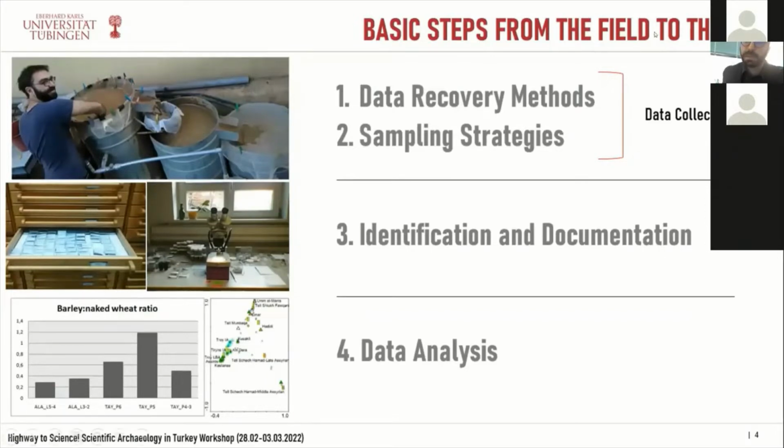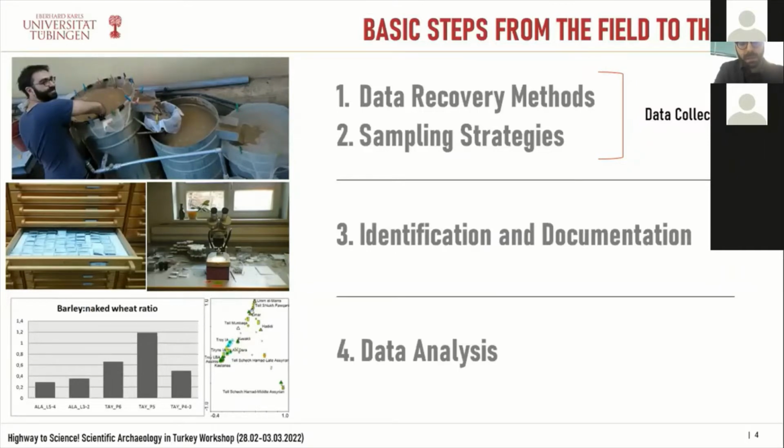There are some basic steps in research methods that we can follow from the field to the lab. The first steps are data recovery methods, then sampling strategies. These can be grouped into data collection, and these are done in the archaeological settlement most of the time.